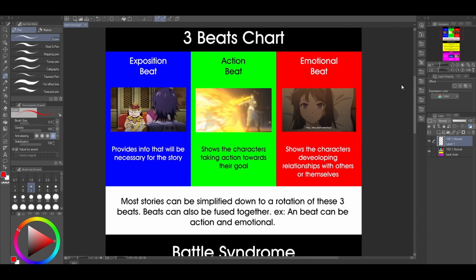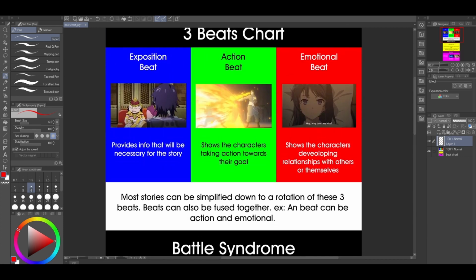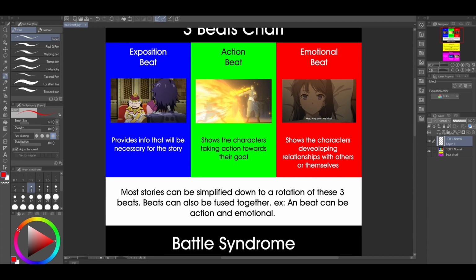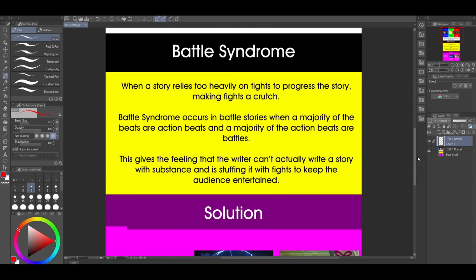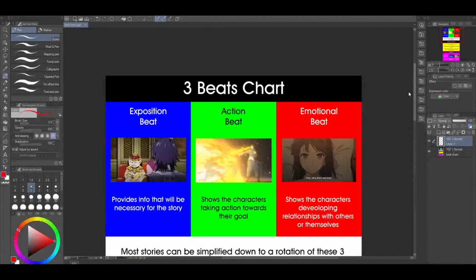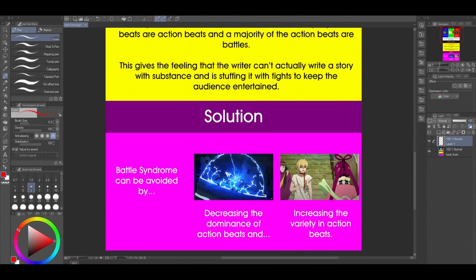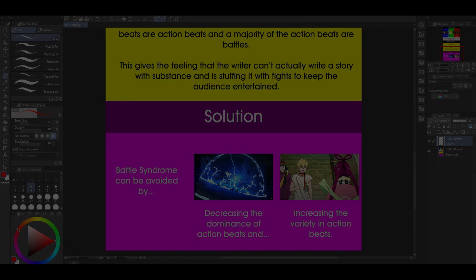That is the 3 beats chart: exposition beat, action beat, emotional beat. And stories usually switch between these 3. If you rely too heavily on action beats and all the action beats are fights, then it begins to feel like you can't actually write a story and you're just using the action beats to keep the simple-minded audience entertained. And you could avoid battle syndrome by decreasing the dominance of action beats and increasing the variety in action beats. That's all.